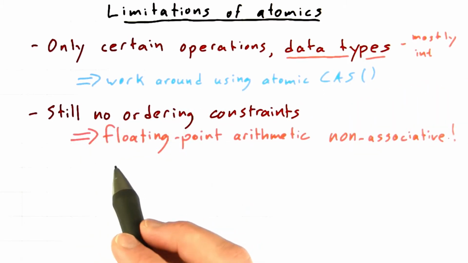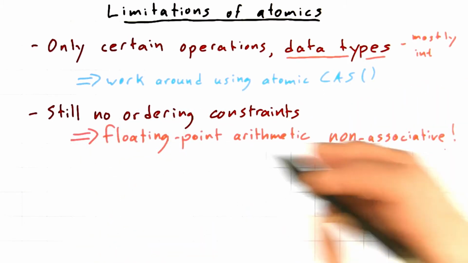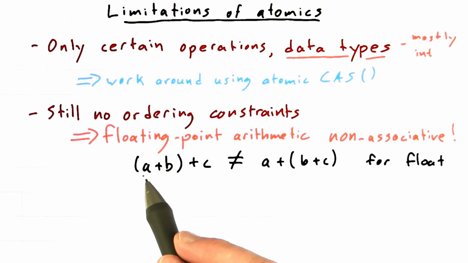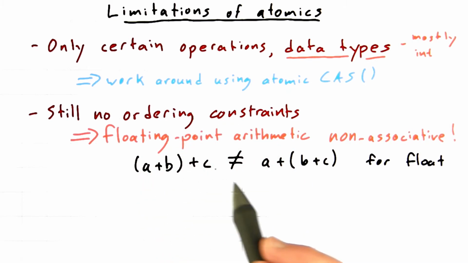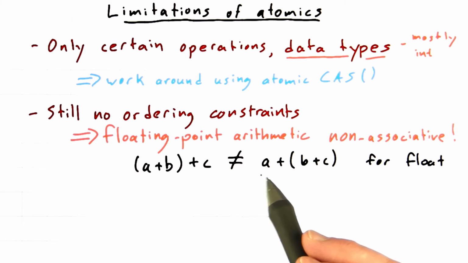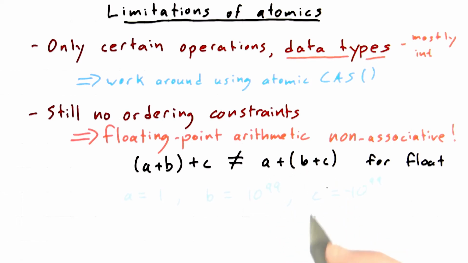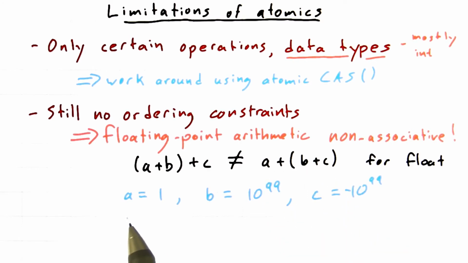This is important because floating point arithmetic is actually non-associative. In other words, the quantity a plus b plus c is not the same as a plus the quantity b plus c. It's easy to convince yourself if you look at numbers like, say, a equals 1, b equals 10 to the 99th, and c equals negative 10 to the 99th. You can plug this into your C compiler or your calculator for that matter, and you'll discover that you don't get the same number depending on what order you do these operations in.